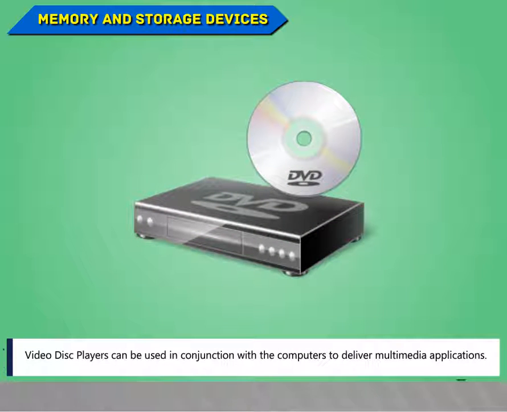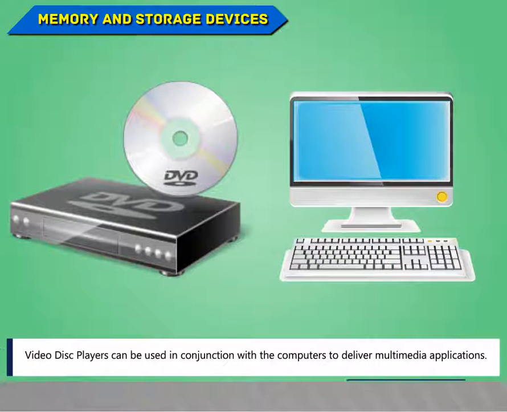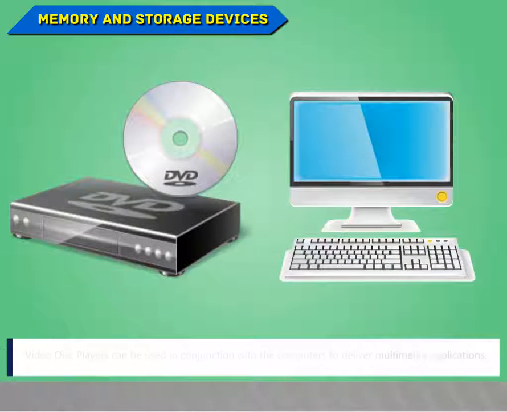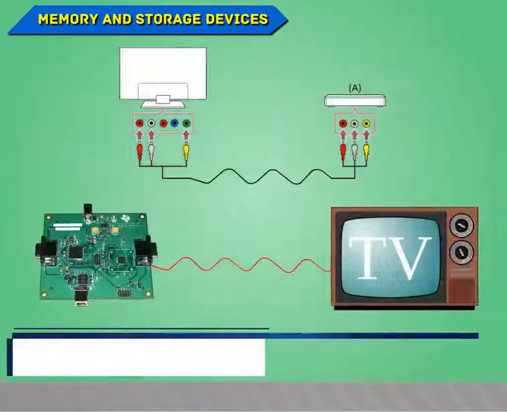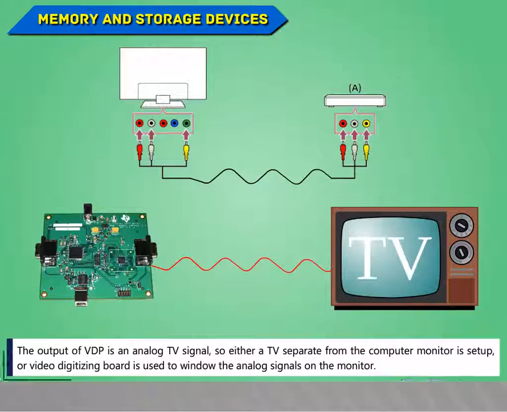Video disc players can be used in conjunction with the computers to deliver multimedia applications. The output of VDP is an analog TV signal, so either a TV separate from the computer monitor is set up or video digitizing board is used to window the analog signals on the monitor.